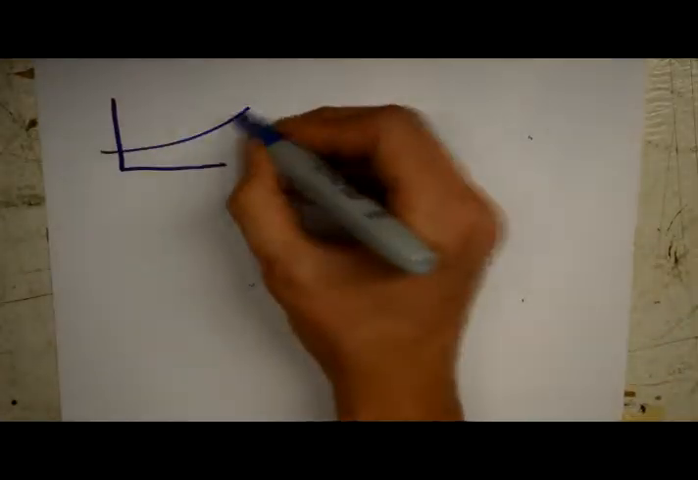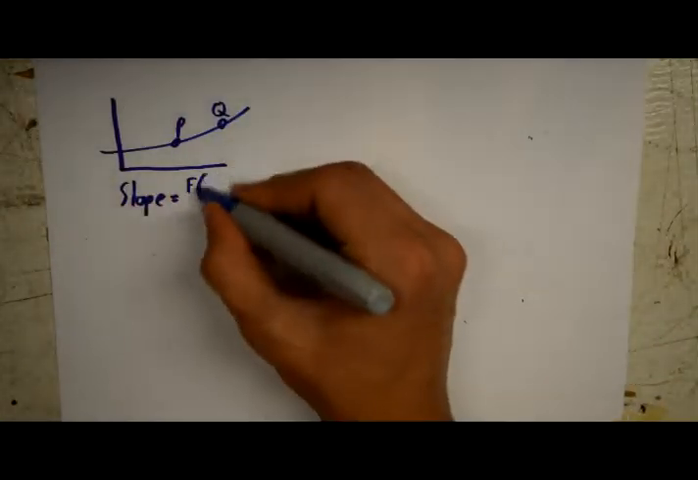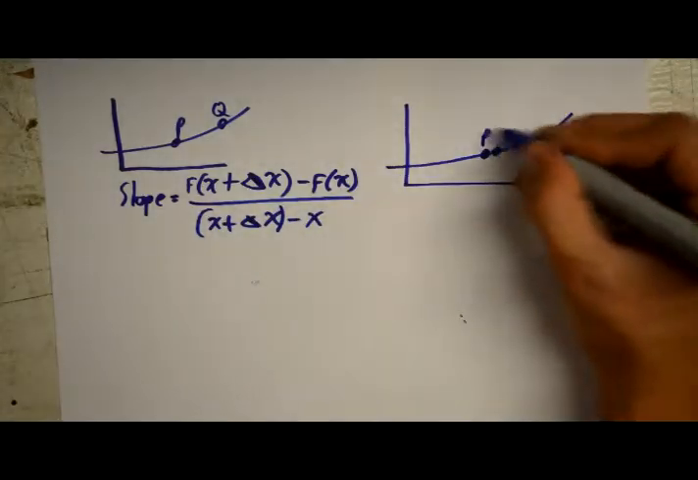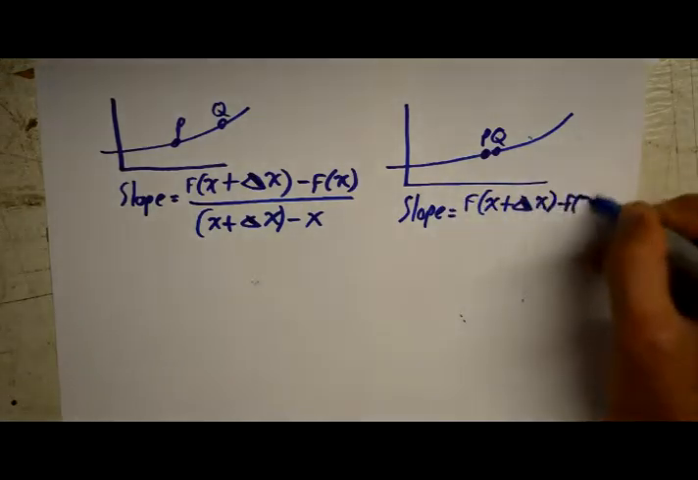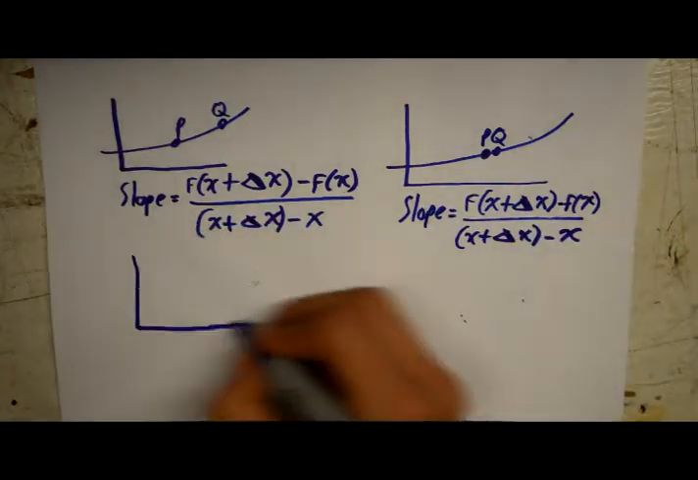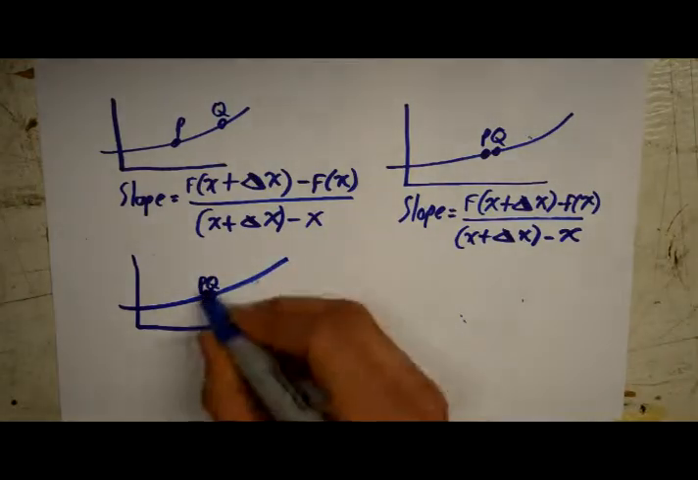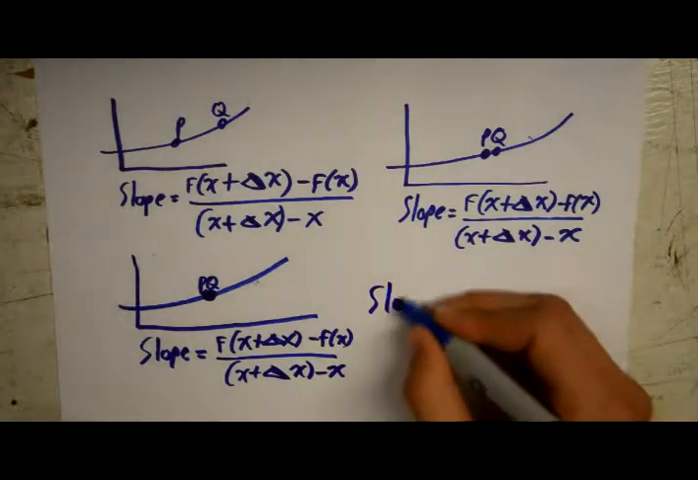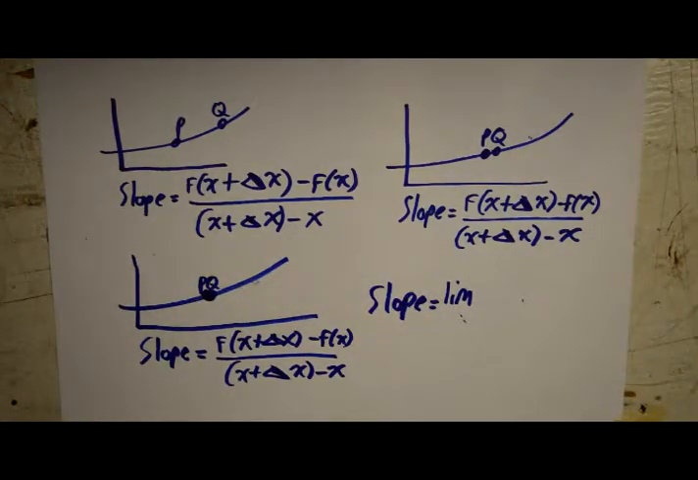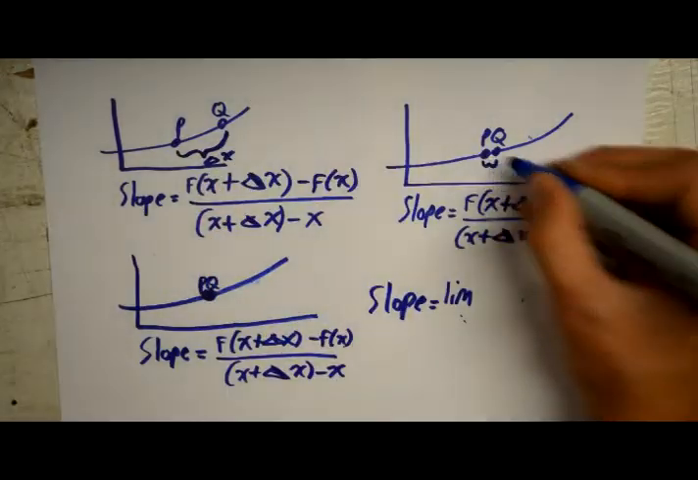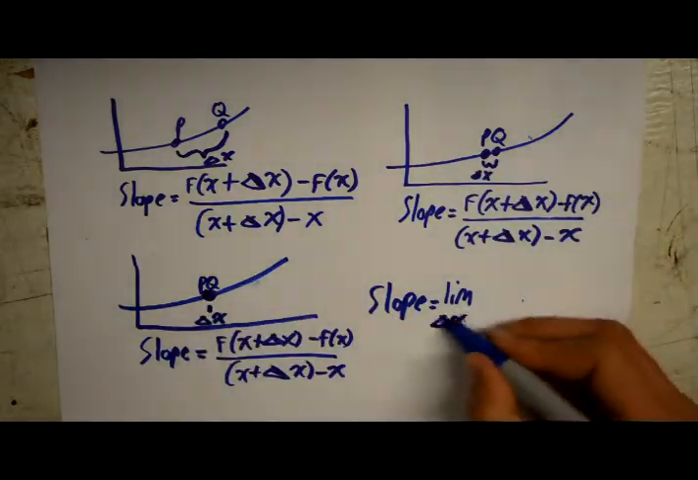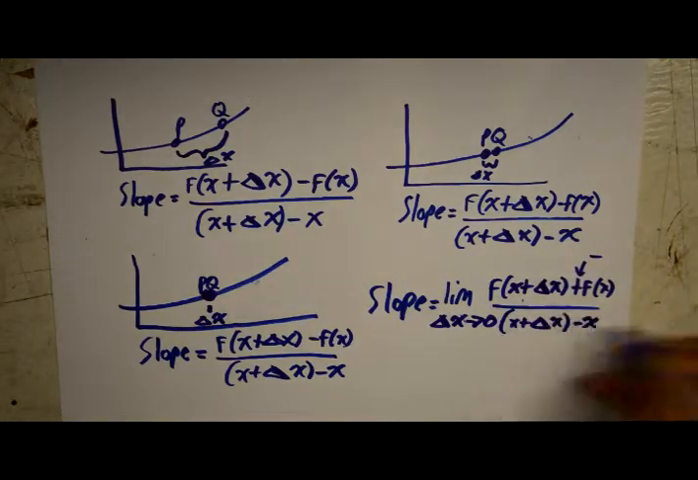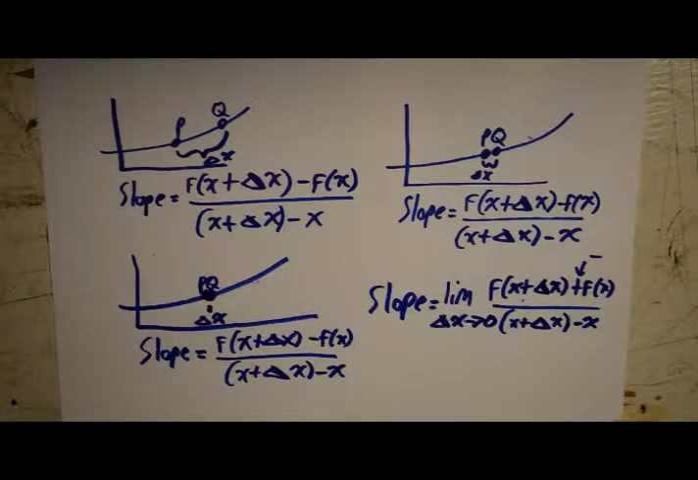Now if we take that same graph and that same concept and we write out the equation, and then we repeat it over and over again, but this time making q closer to p. The goal here is that we make q infinitely close to p, to the point where it's actually just 1 point. What happens there is that the change in x between the 2 points ends up becoming 0. So what we're actually finding is the limit as the change in x between the 2 points approaches 0. And then we plug in the basic slope equation using f of x plus the change in x as y2 and f of x as y1.